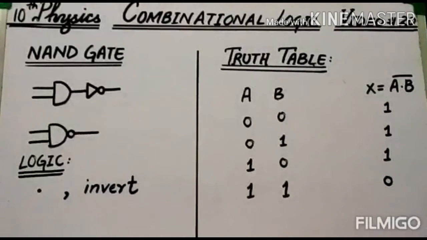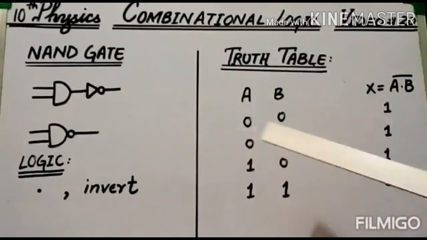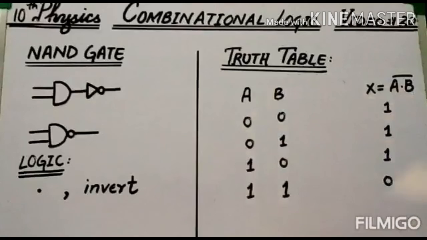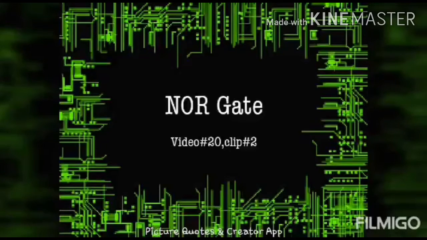So what will be the final truth table? I am removing the column of A dot B. That was just a supportive column. If you can't go for the direct thing at the start, then go for a supportive column. That is just optional. So this will be the final truth table. Let us move on to the next one.